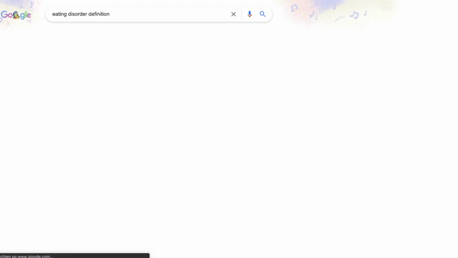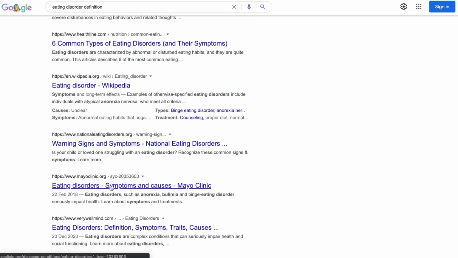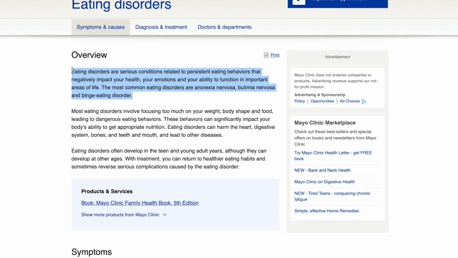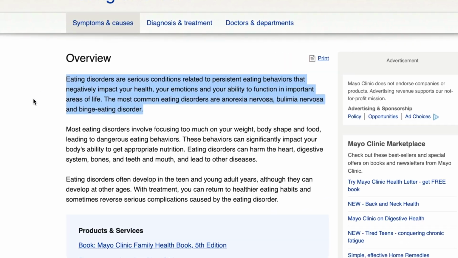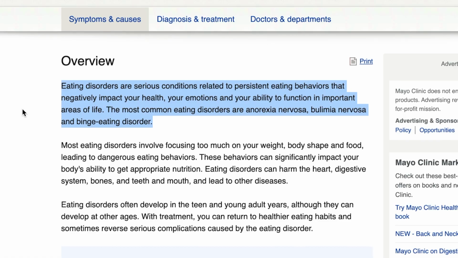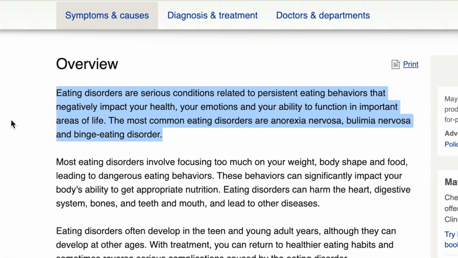And as promised, I will start by explaining exactly what eating disorders are and what types exist. And when Googling it, you find the following definition. Eating disorders are serious conditions related to persistent eating behavior that negatively impacts your health, your emotions, and your ability to function in important areas of life.